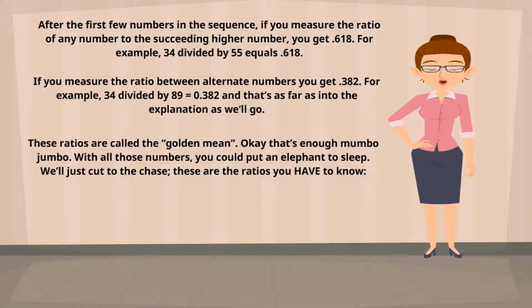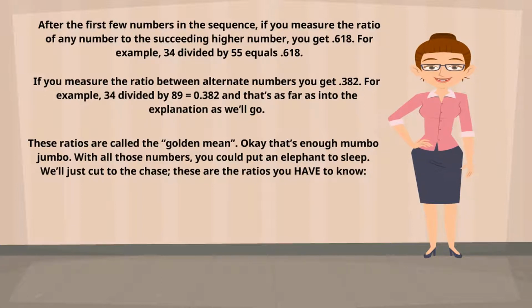After the first few numbers in the sequence, if you measure the ratio of any number to the succeeding higher number, you get 0.618. For example, 34 divided by 55 equals 0.618. If you measure the ratio between alternate numbers, you get 0.382. For example, 34 divided by 89 equals 0.382, and that's as far into the explanation as we'll go. These ratios are called the golden mean.